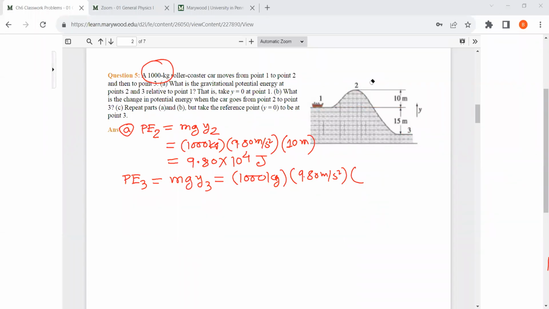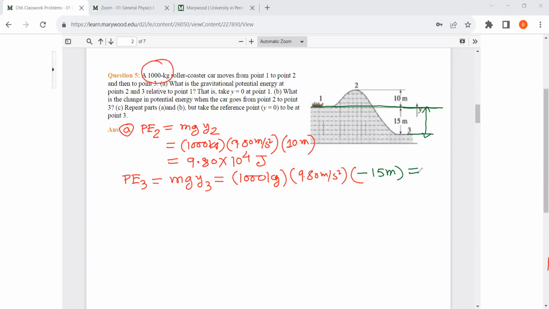So y3 is from this line to this distance. Okay, and you see that this is the y equal to 0 line, and below this 0 line all numbers are negative. So what we get is 15 meter, but it is negative 15 meter. Okay, so remember that if you don't plug in the negative value, your potential energy will be incorrect.